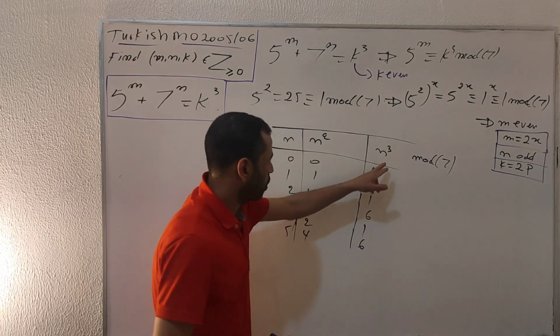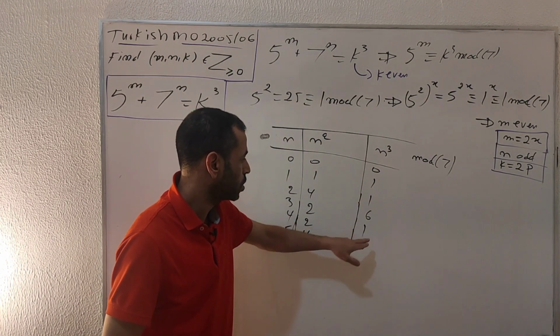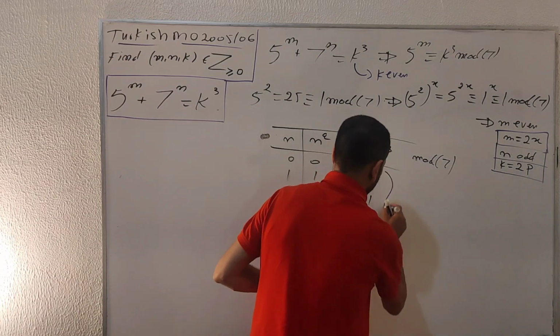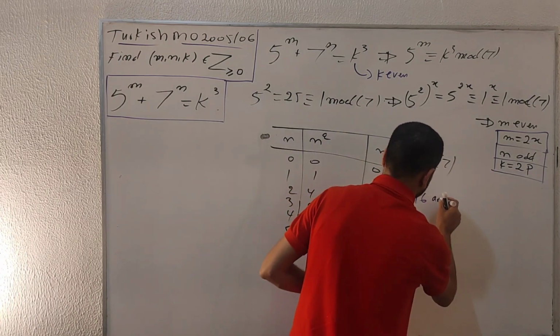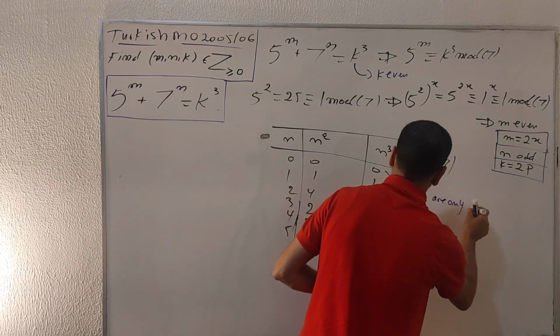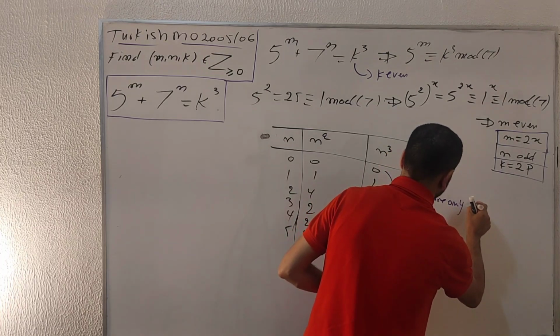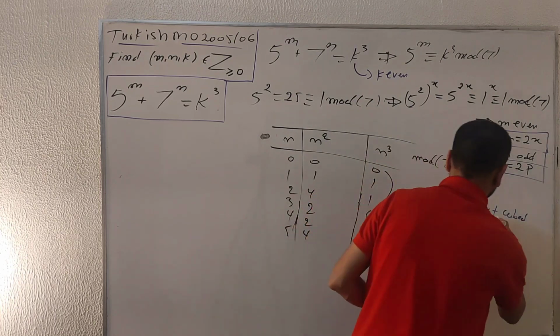Okay, so I have n cubed. I have 0 and 1 and 6. So 0, 1, and 6 are the only perfect cubes mod 7.